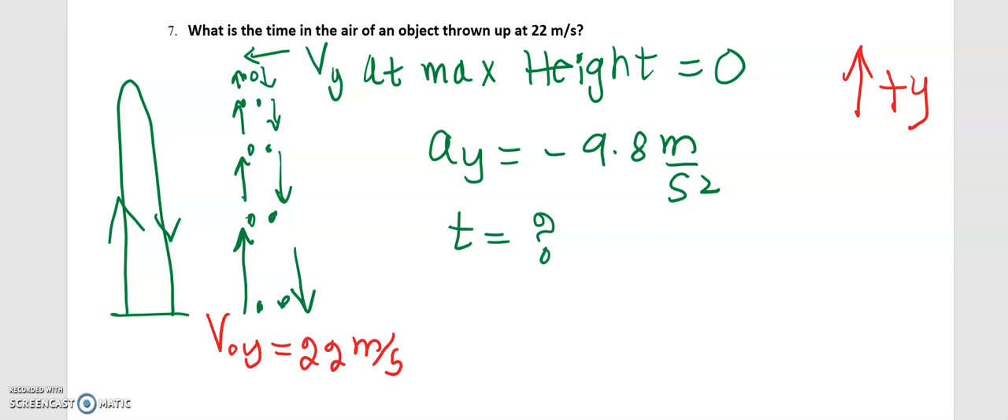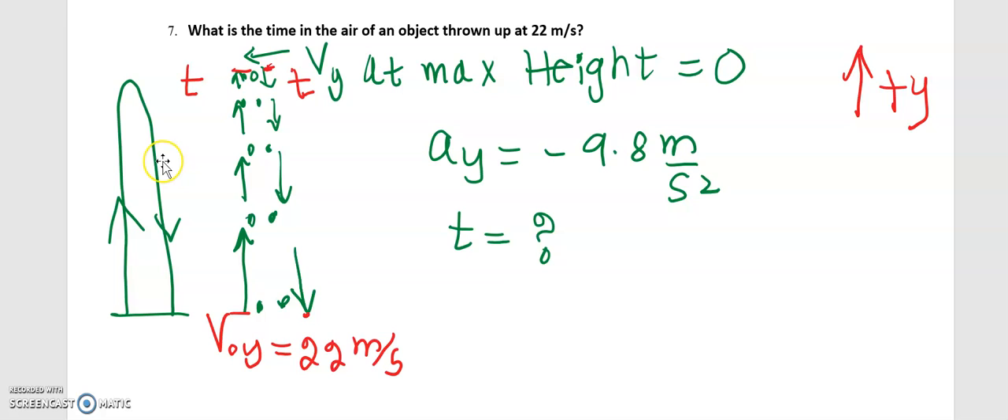And the time taken to reach the ground. We are asked to find the total time. What is the time the object is in air? If we can solve for the time taken to reach the maximum height, 2 times that would be the total time the object is in air, because it takes the same amount of time for the object to move to the top and then come back to the bottom. So from here to here, if you know the time t, the same amount of time would take for the object to move from top to the bottom. So total time would be 2 times t.